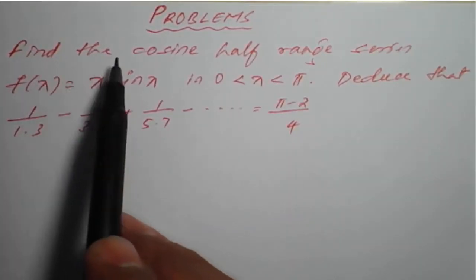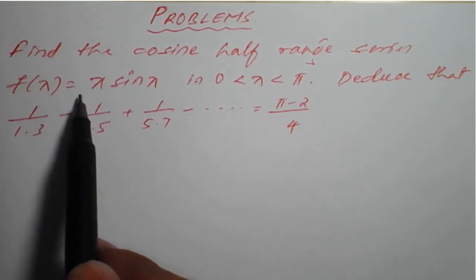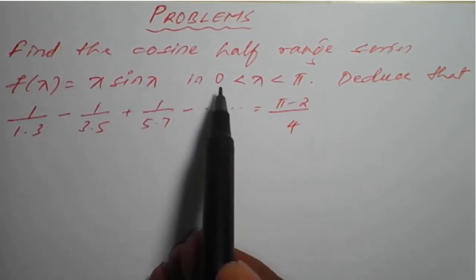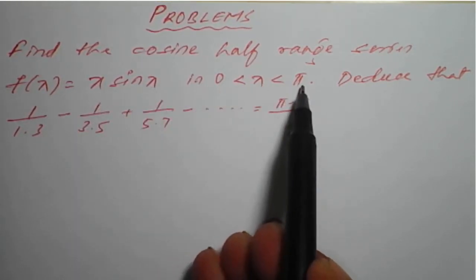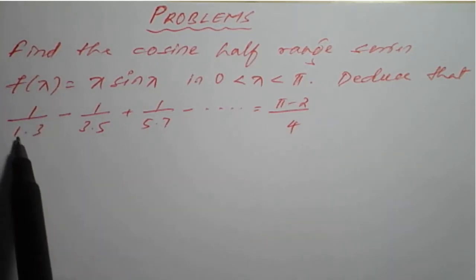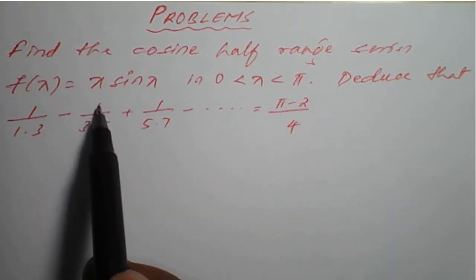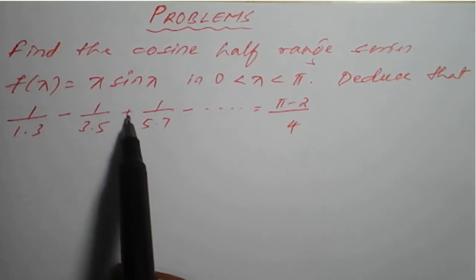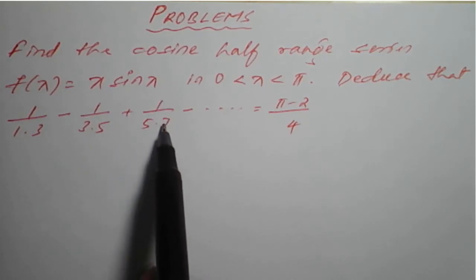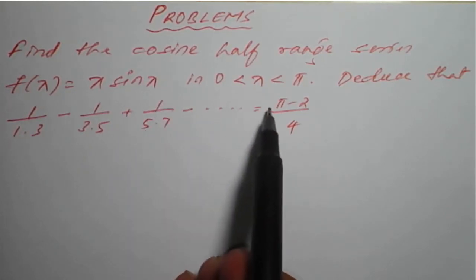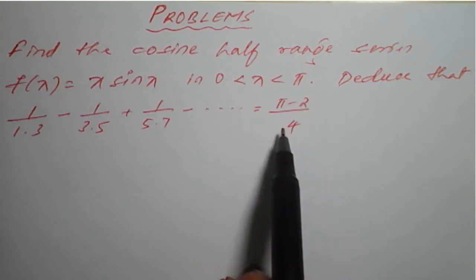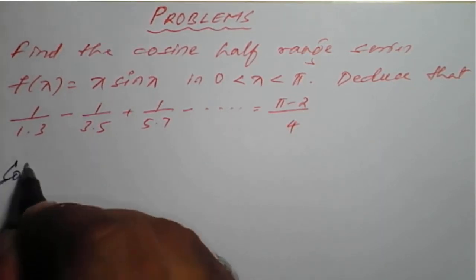Problem: find the cosine half range series of f(x) = x sin x in 0 < x < π. Deduce that 1/(1·3) − 1/(3·5) + 1/(5·7) − ... = (π − 2)/4. So, solution.